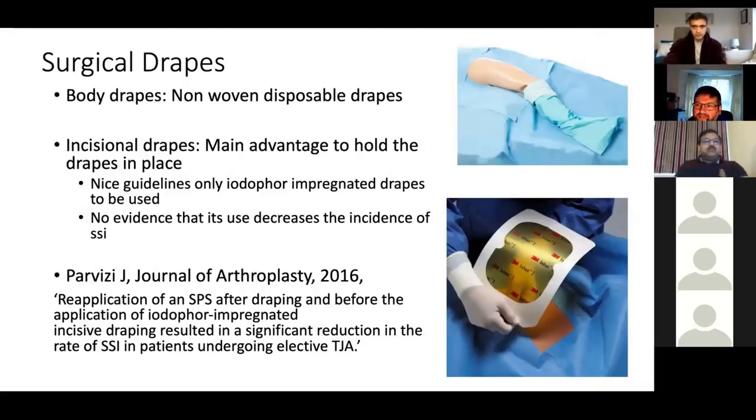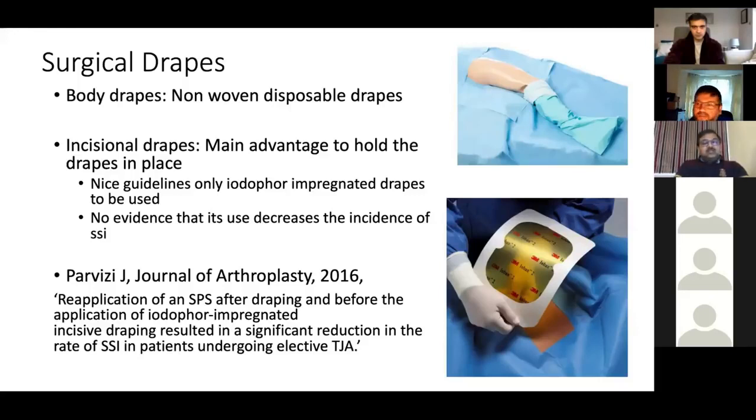Coming on to drapes. The commonest drapes are body drapes, the non-woven disposable drapes, which we use day in, day out. I don't think the cotton drapes are used anywhere anymore. The controversy is about the use of incisional drapes. NICE guidelines clearly say only iodophore impregnated drapes to be used, and there is no evidence that it decreases the incidence of surgical site infection.